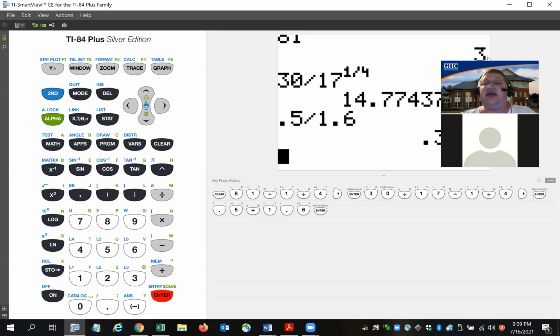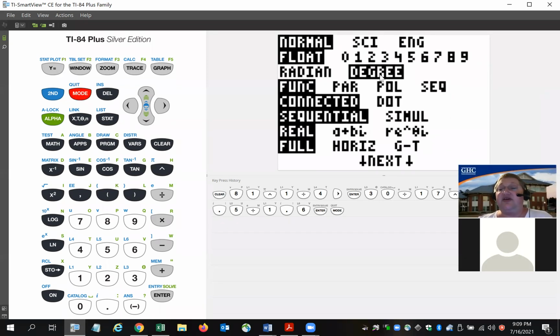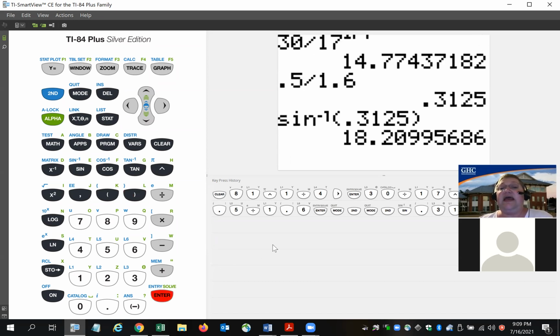Now, again, remember, I'm going to check my mode. I'm in degree mode. When you're dealing with a triangle, you should be in degree mode. I'm going to do arc sine, so let me get out of this. Arc sine would be the second sine of 0.3125, close it, enter, and it's 18.2 degrees.